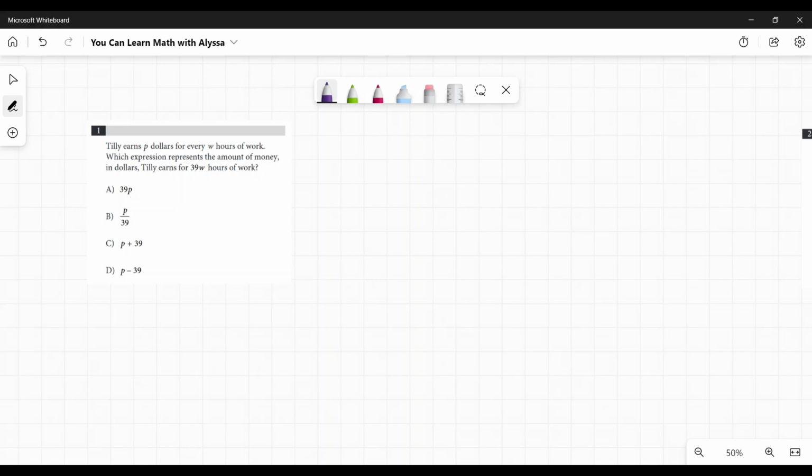So if she's earning P dollars every W hours, this is proportional. This is a direct relationship here. So if the number of hours goes up, the amount of money that she earns goes up, right? If I work for $15 for 1 hour, then if I work for 2 hours, I make more money. I earn the same rate per hour. So that P is not changing, but the amount of money I'm going to get is going up.